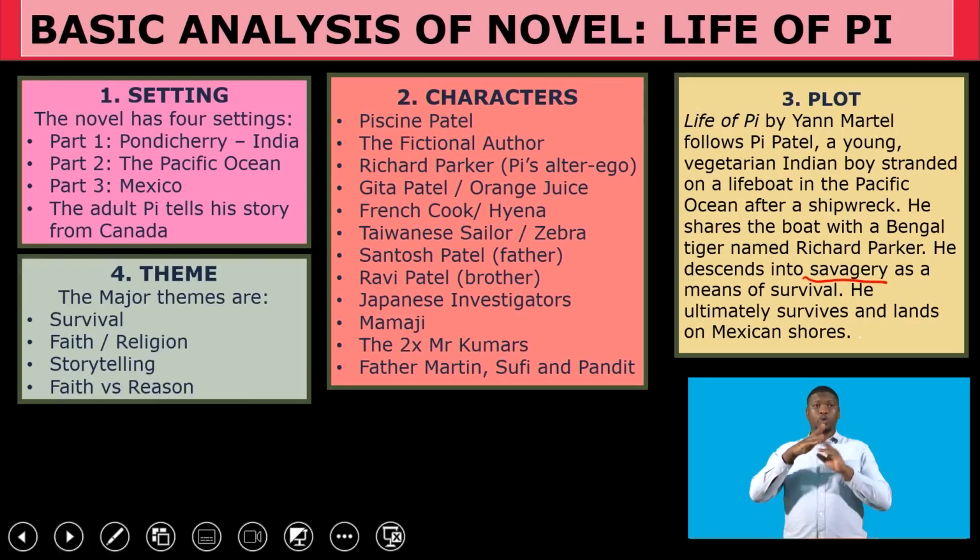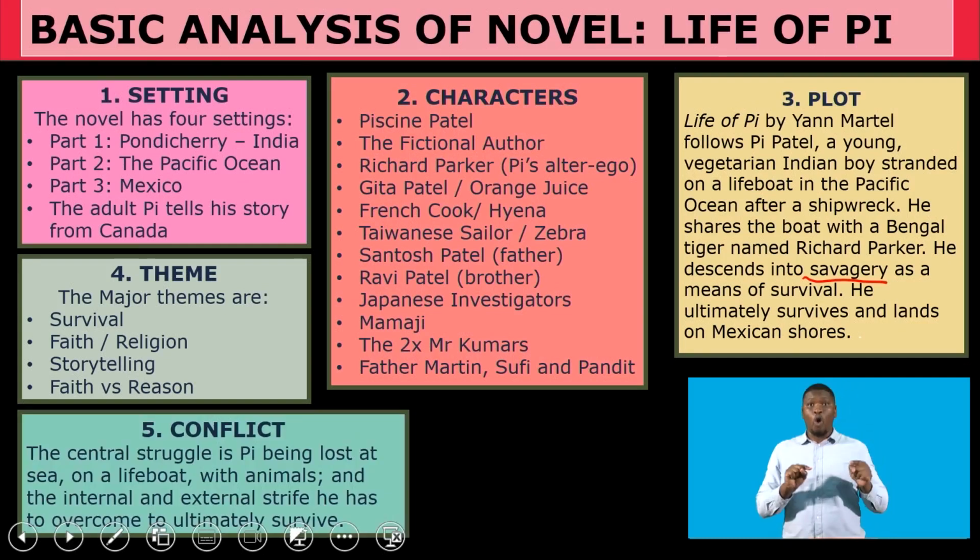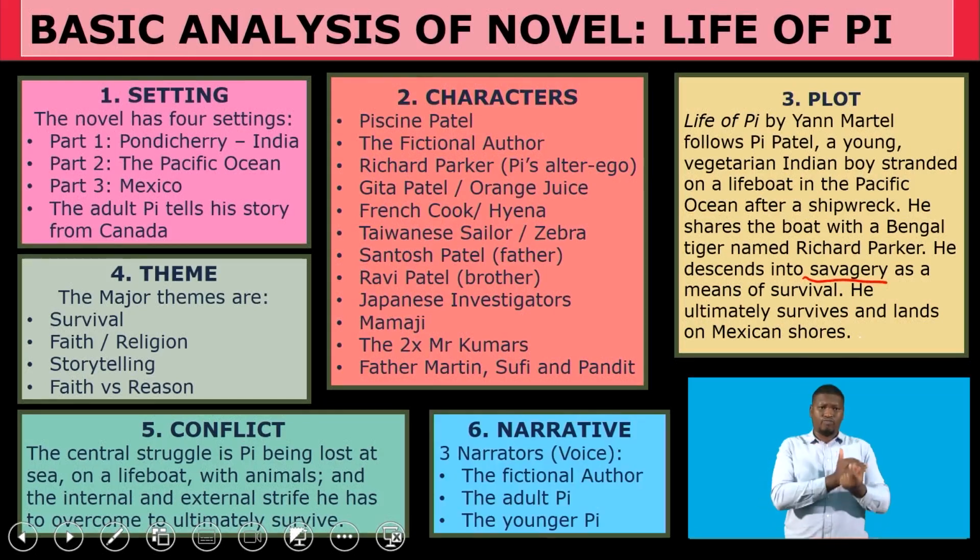These are the major themes: survival, faith and religion, storytelling, and then faith versus reason, or science. Conflict. The central struggle is Pi being lost at sea on a lifeboat with animals, and the internal and external strife he has to overcome to ultimately survive. So strife means the obstacles that he has to overcome. The narrator. There are 3 narrators. We've got the fictional author, we've got the adult Pi, and we've got the younger Pi.